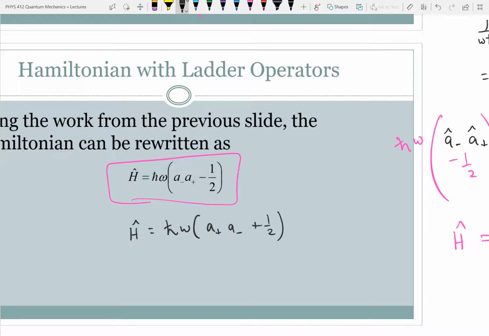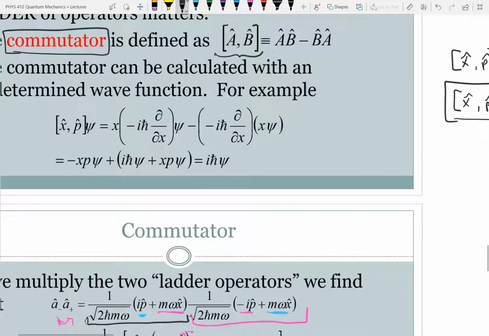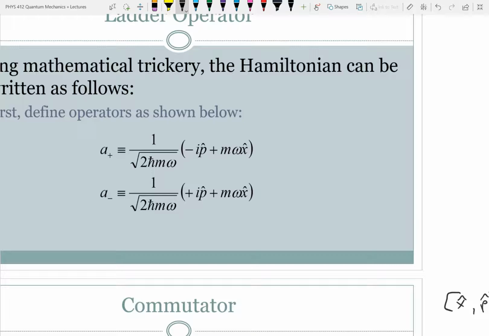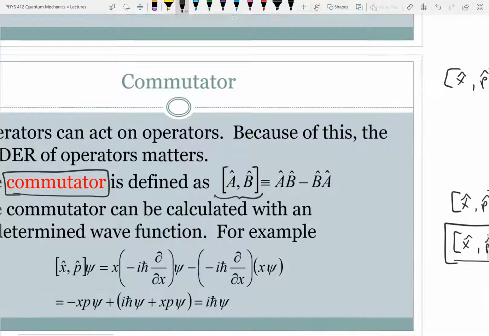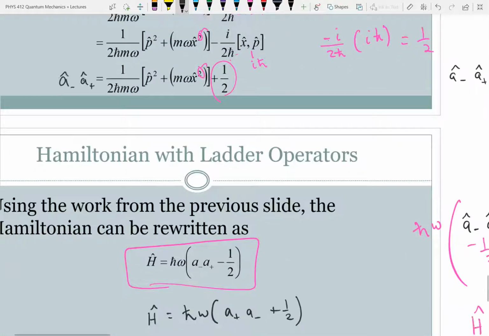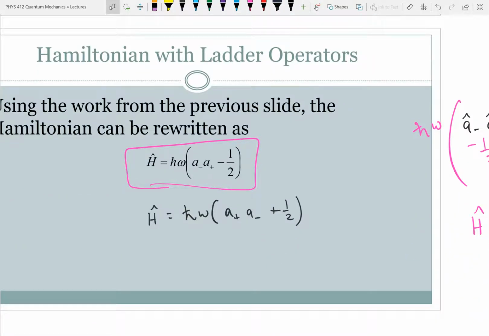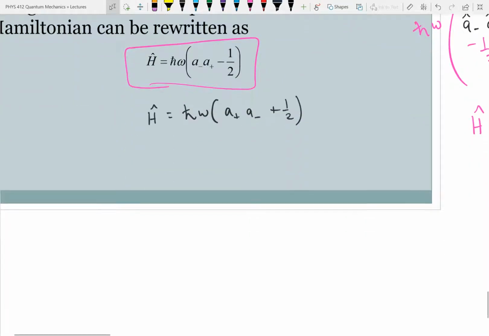So the Hamiltonian can now be written in terms of these new crazy functions that we defined for no apparent reason, right? In terms of these two new operators. And so the question becomes, what have I bought myself? What have I done that's been valuable? I've done a lot of algebra, but why is that valuable to me?